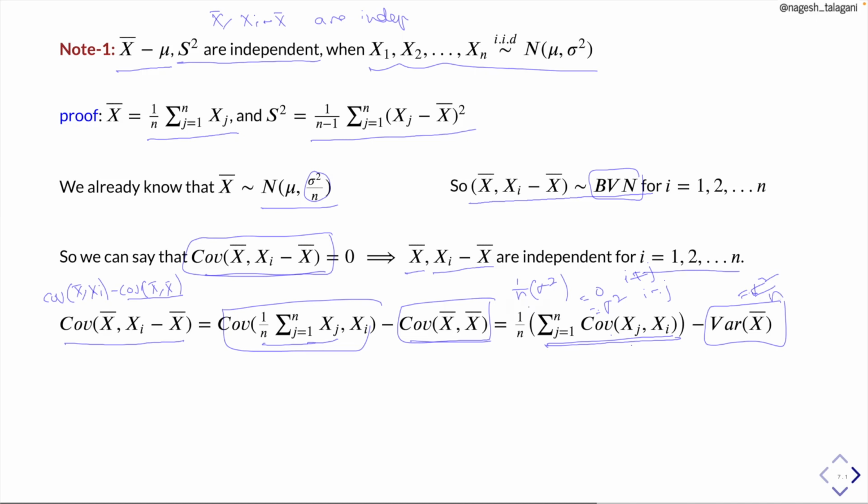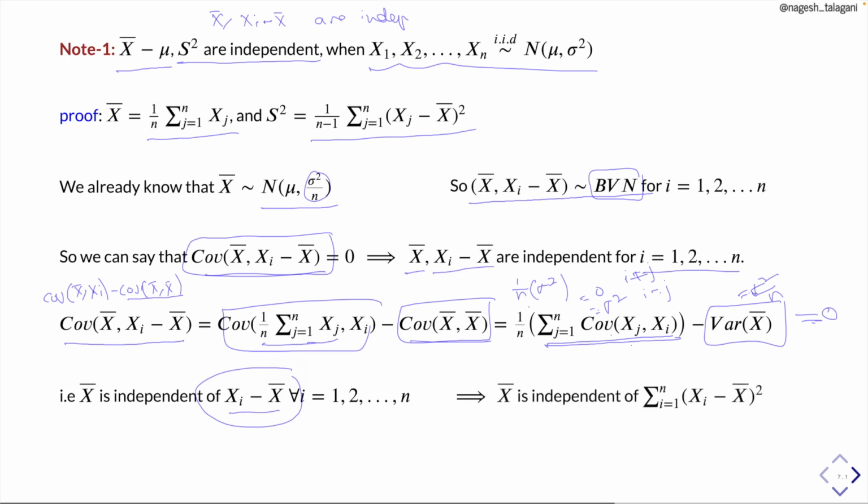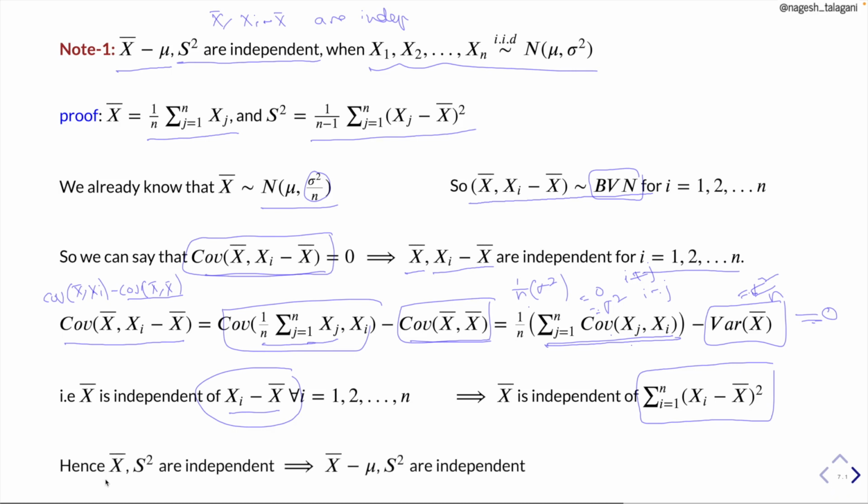So now sigma square by n minus sigma square by n. So we got 0. So covariance of x bar comma xi minus x bar equal to 0. So we can say x bar is independent of xi minus x bar for all i equal to 1 to n. So x bar should be independent of any function of this xi minus x bar. So in particular, x bar will be independent of summation i equal to 1 to n xi minus x bar whole square. So we can say that x bar and s square are independent, because what is s square?